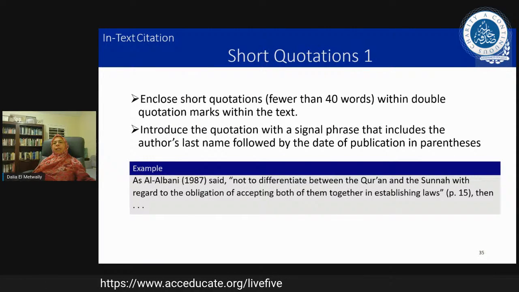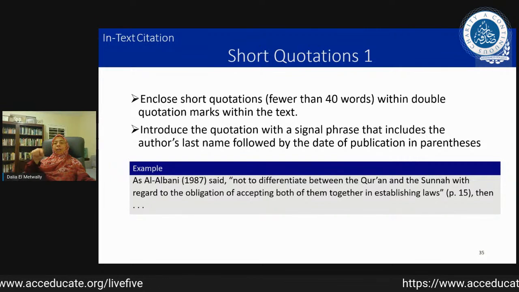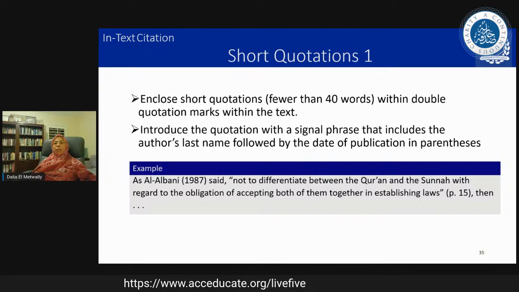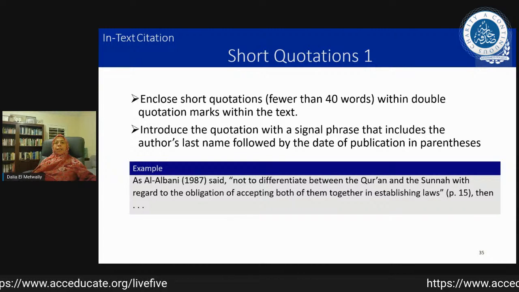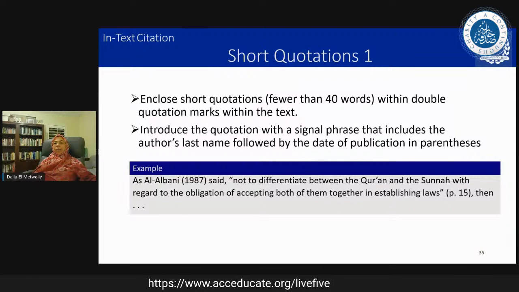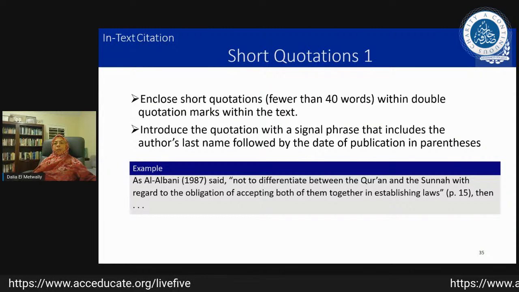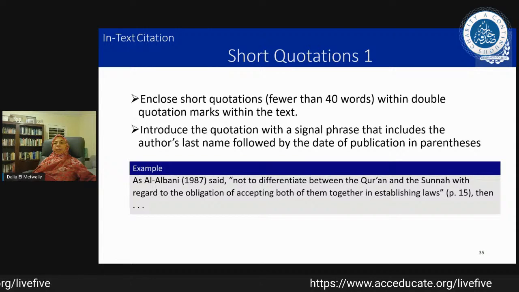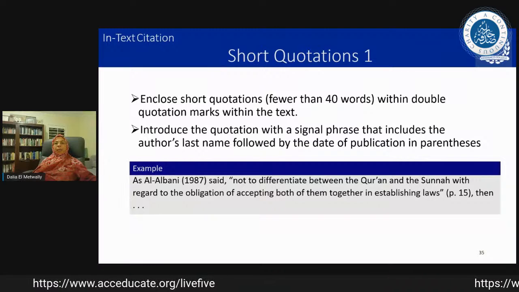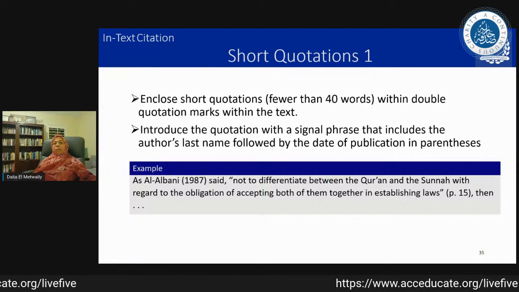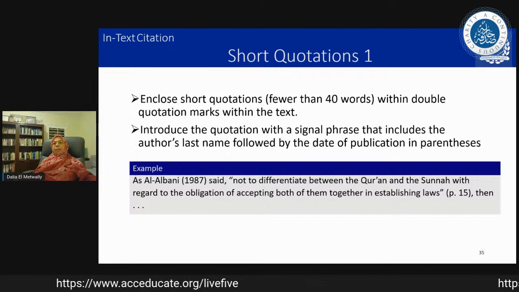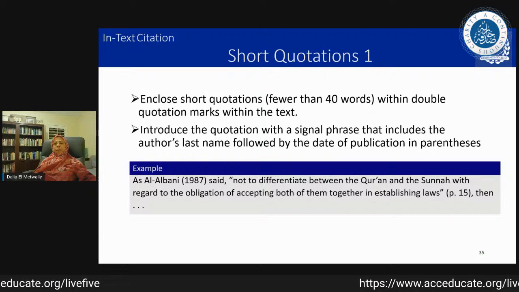Short quotations, anything less than 40 words. You really have to sit down and count the 40 words so that you make sure you are less than 40 words, as we're saying. In this case, you are just going to introduce the quotation with the author's name in a signal phrase or at the very end, and then you're going to include the date of publication in parentheses. If there is a page number, you will also include it, right? As Al-Albani in 1987 said, not to differentiate between the Quran and the Sunnah with regard to obligations of accepting both of them together in establishing laws, and that's page 15.